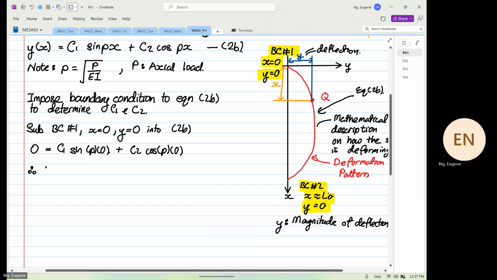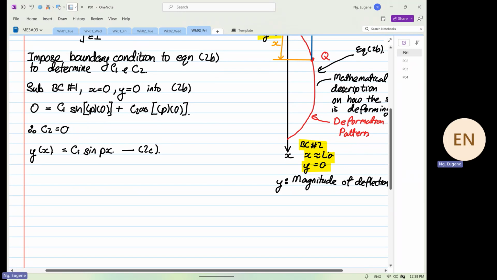Therefore, C2 is equal to 0. Okay, we have C2 is equal to 0. So from here, we can write out y as a function of x. So now we know that C2 is equal to 0, so we will get y equal to C1 sine px. Okay. And now this is our equation 2c because it was from equation 2b.